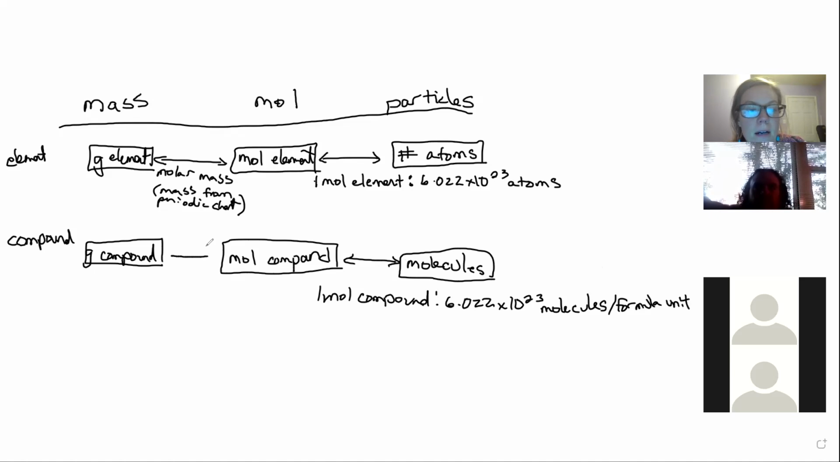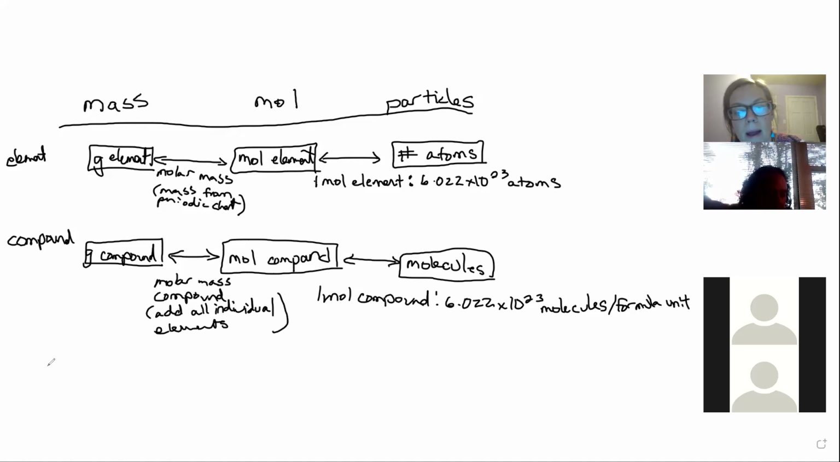This step here is calculated by the molar mass of the compound, and you have to calculate that. So molar mass of compound. And the way you calculate that is you add all the individual elements.